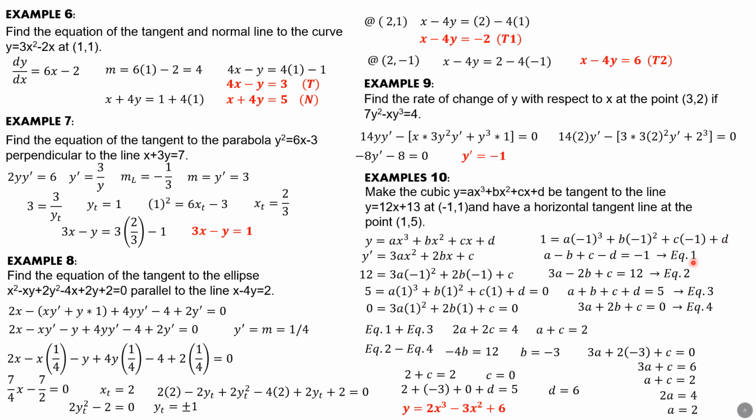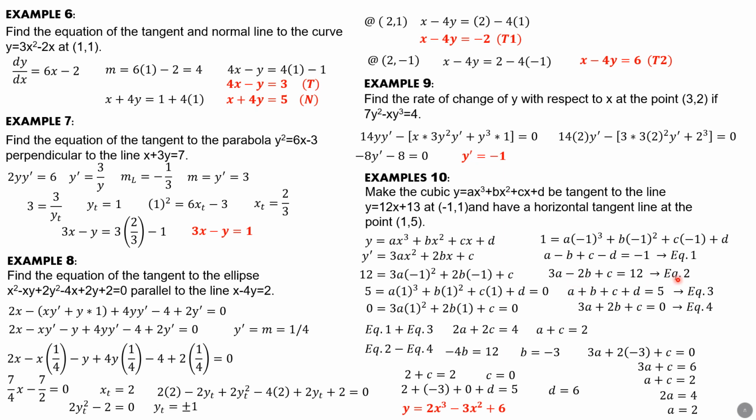Call that equation 1. Then at the point negative 1 comma 1, y prime, the slope, is 12. So 3a times negative 1 squared plus 2b times negative 1 plus c. Simplifying, that's 3a minus 2b plus c equals 12.